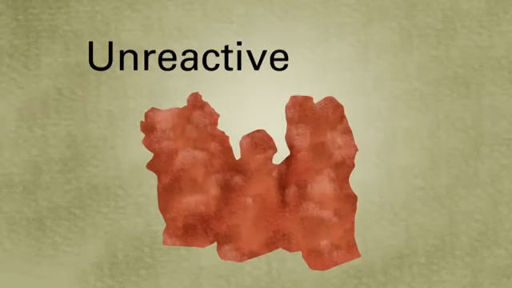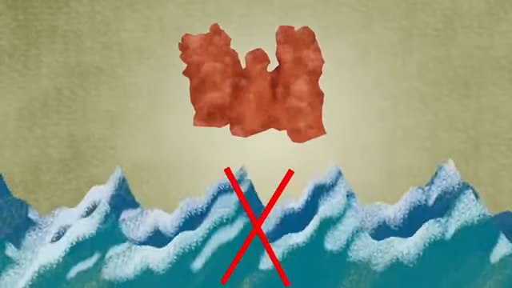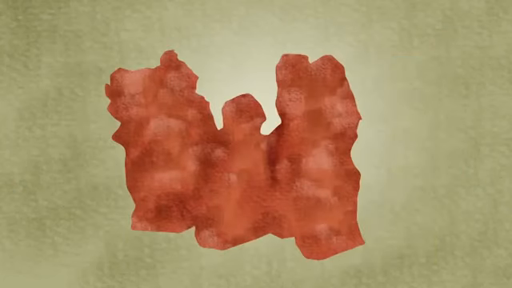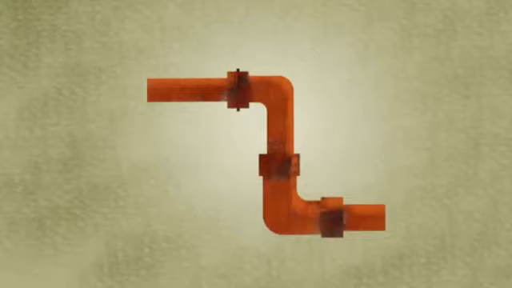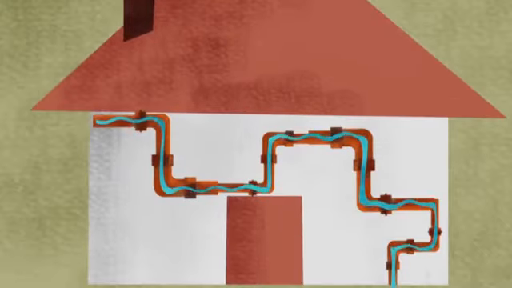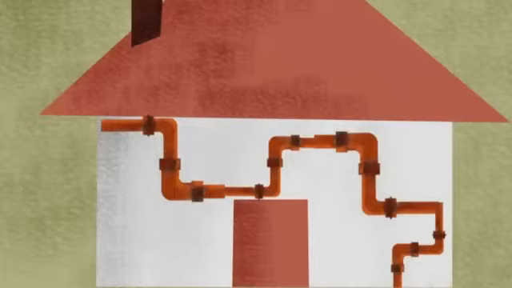Copper is also an unreactive metal. Can you think of a use for copper? Because it does not react with water, being below hydrogen in the reactivity series, copper used to be used for the construction of water pipes. You may have copper pipes carrying water around your home. Copper is also malleable and can be bent easily without cracking, so it can be made to bend around corners.